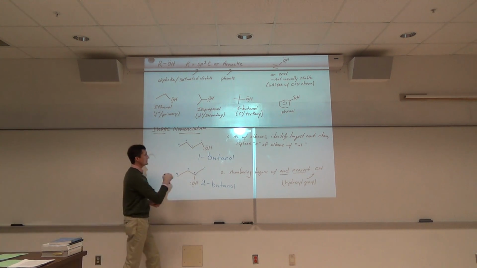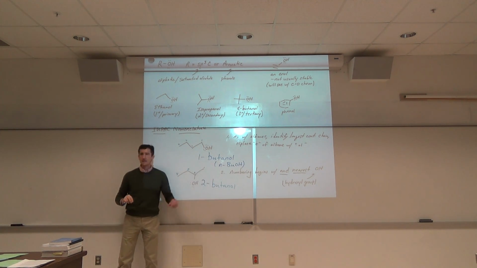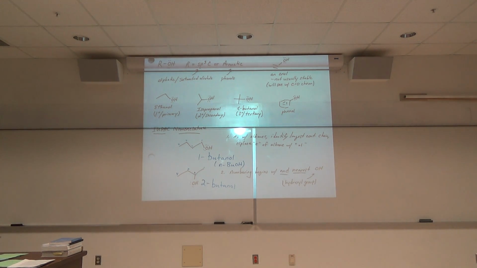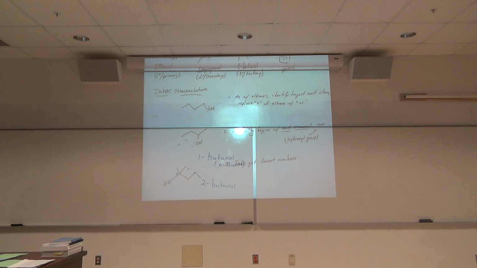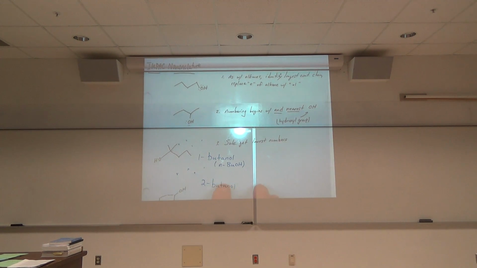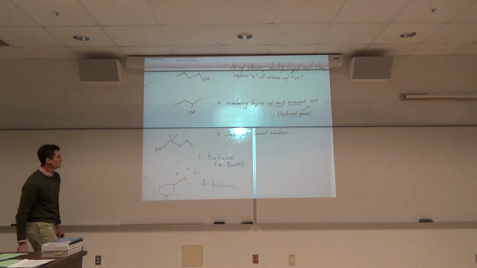1-butanol is also called n-butanol. And we can also abbreviate that, sort of like that. But the n means normal, and normal refers to just straight chain. Whereas 2-butanol would be called more of a branched alcohol. Okay, substituents get lowest numbers. That's nothing new. Let's name this alcohol here.